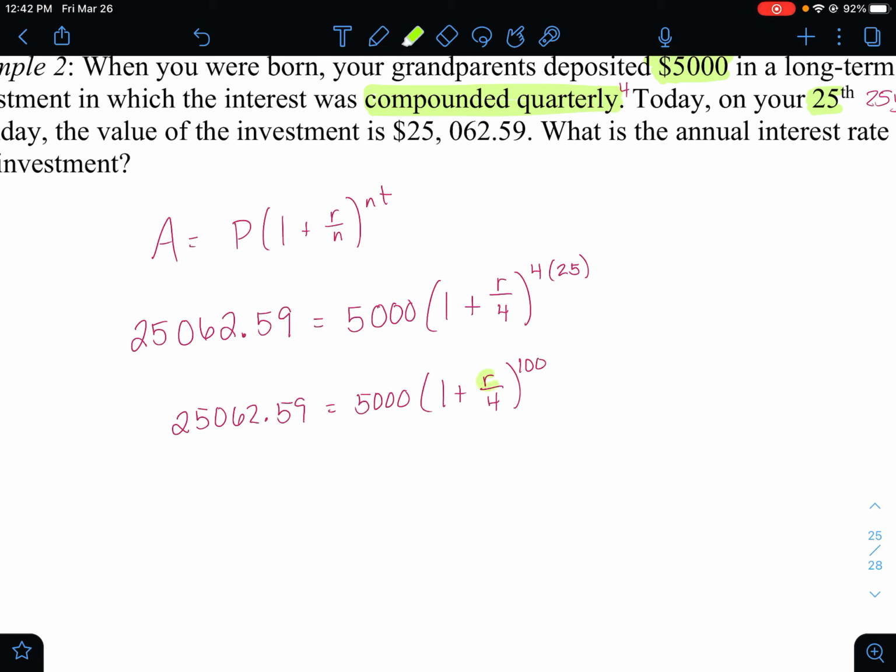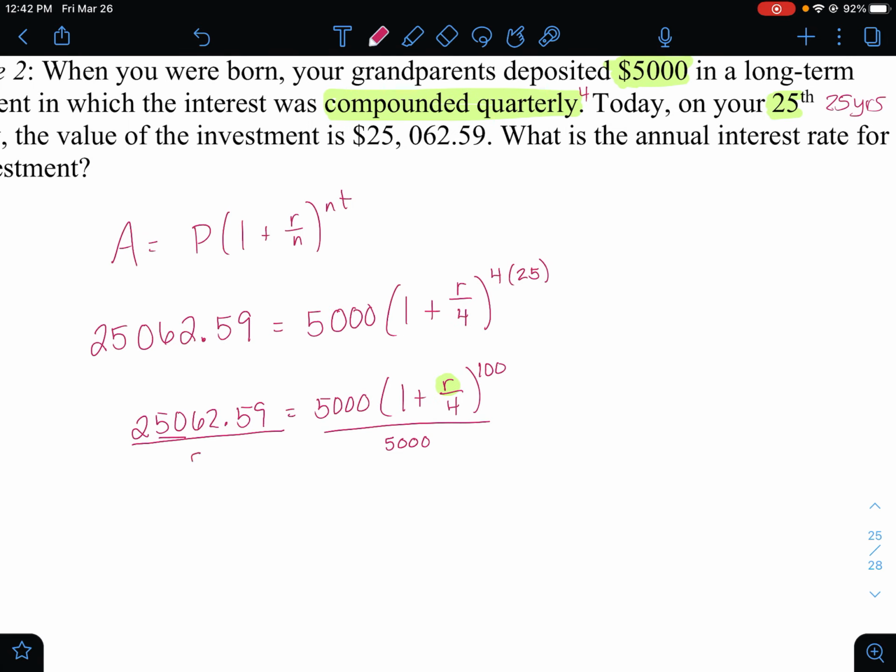All right, so we need to get this R by itself. That means I need to get rid of my 5,000. So we end up with 5.012518. Now, obviously, you don't have to write out all of those decimals, but at the bare minimum I would recommend at least 4. Do not round it to a nice whole number, or else this whole problem will be very far off, which is big for an interest rate problem.